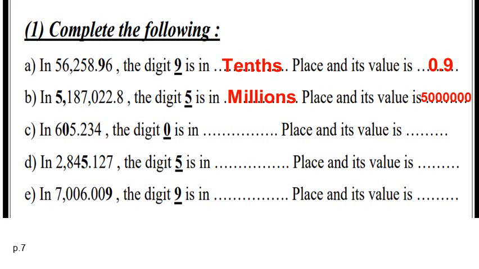In letter C we have 605 and 234 thousandths. So we need to know the place value of 5. As we said before, we have to start from the decimal point. Our digit is before the decimal point, so we have to know the houses. Let's say the houses together. We have the 5 under ones, the 0 under tenths place.